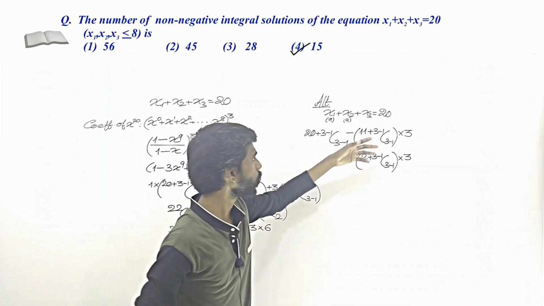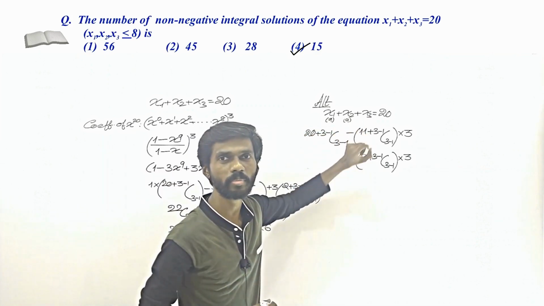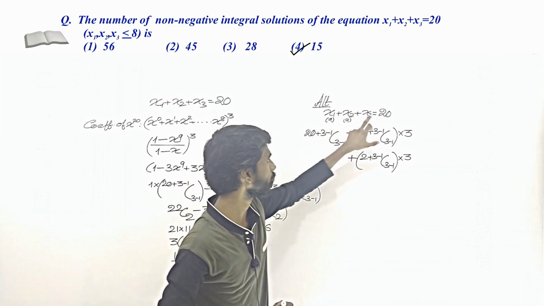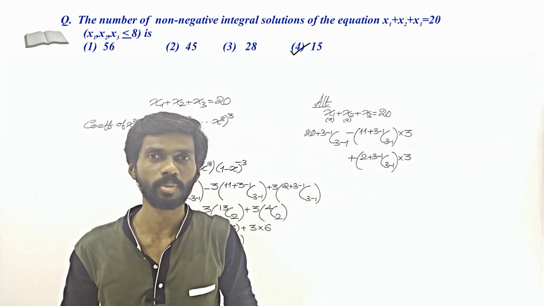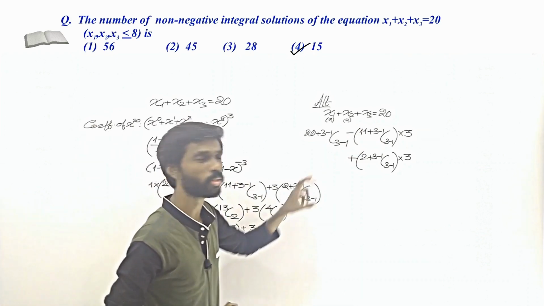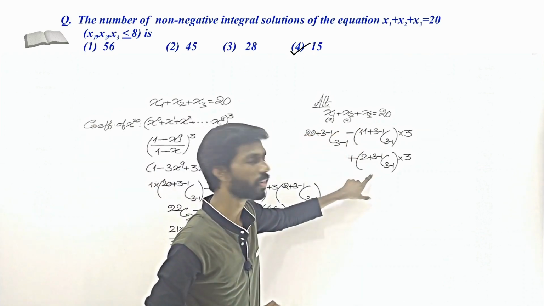Now, is it possible that all the 3 numbers exceed our required limit? That is not possible. If you put 9, 9, 9 here, that will be 27, which is more than 20. So at the most 2 numbers can exceed our limit, and that we have already taken into account.